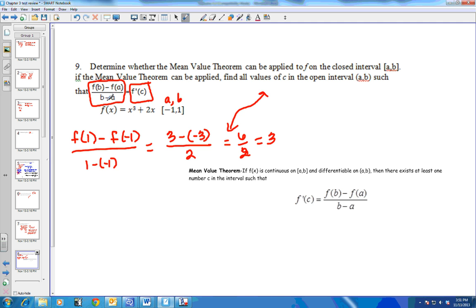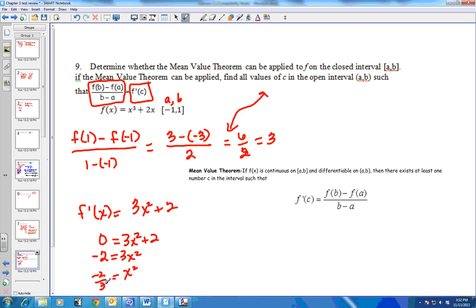Okay, so I did this left-hand part. Now let's do the right-hand part. Find the derivative, set it equal to 0 and solve, and that's going to give me my c. So my derivative of this is 3x squared plus 2. Set that equal to 0. Okay, we're going to solve. So I get x squared equals negative 2 thirds.